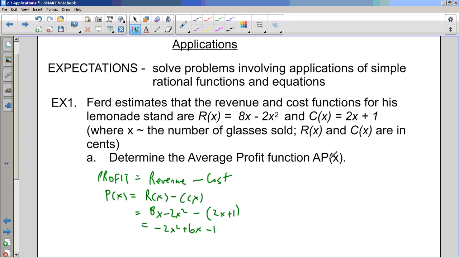The average profit function, average profit is the profit per unit. Per unit. So in this case, it would be per glass sold. I think this is often called the marginal rate, but I don't know much about business, so I won't say that that's what marginal rate is. You can ask Mr. Johnstone or whoever your business teacher is. The average profit is just the profit per unit sold, which is that rational function. Done.